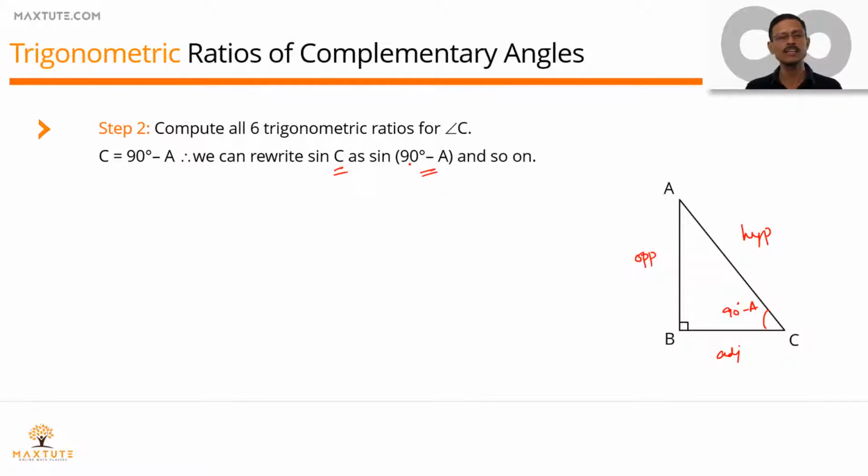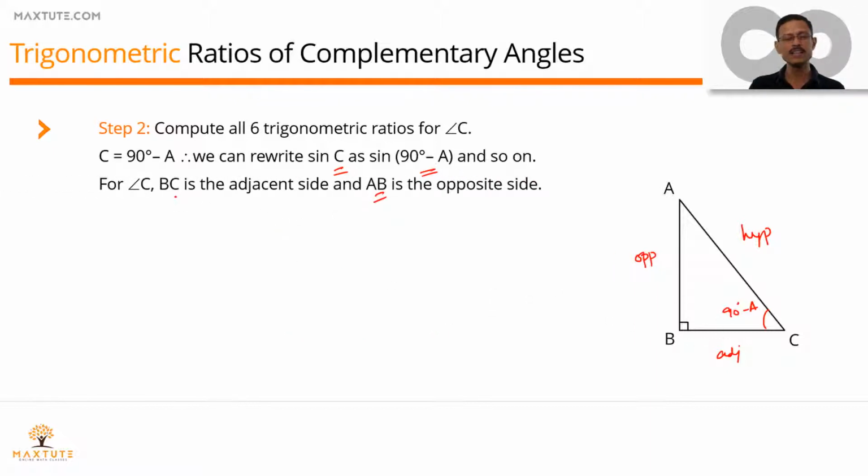So sin C will be sin of 90 minus A. Cos C will be cos of 90 minus A. We mark these sides. AB is the opposite side, BC is the adjacent side, and AC is the hypotenuse. So let's repeat this exercise. Sin C is equal to opposite side by hypotenuse, which is AB by AC. Side by side, we're going to be saying that sin C is also equal to sin of 90 minus A. So I'm not going to be repeating it, but as you see, you'll notice it and keep it in mind.